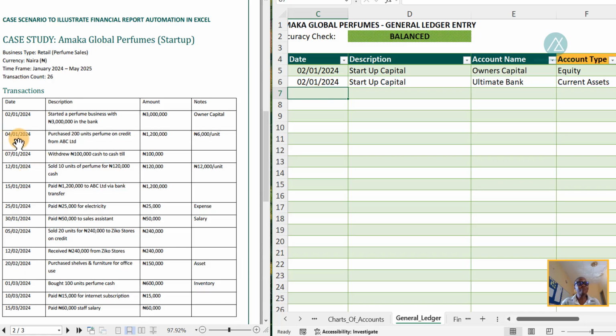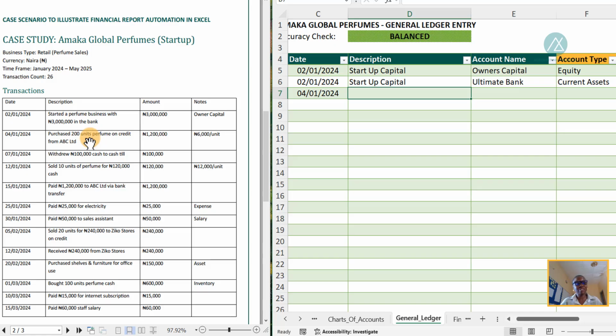It says on the 4th of January, okay, I'll have to do each of them so that we can see how, because some of the transactions are unique in themselves. I may not go through all, just for you to understand how this works. Do you get that? So on the 4th of January, Amaka Global Perfume purchased 200 units of perfume on credit from ABC Limited. So there's a purchase. So we'll say on the 4th of January 2024, there is a purchase.